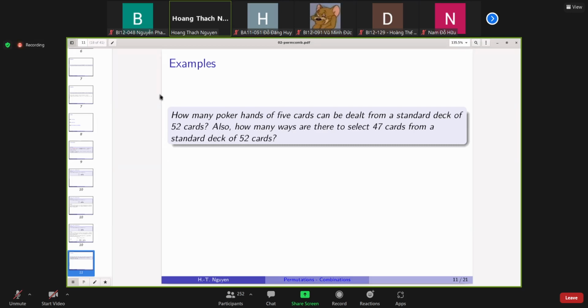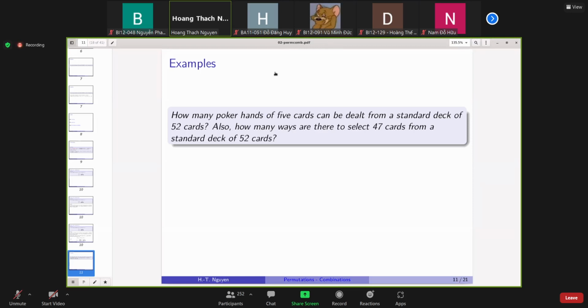In other words, if you take 5 random cards from a deck of 52 cards, how many different hands can you have? Here, obviously, you don't care about the arrangement of the cards in a hand. So we are looking at combinations instead of permutations, because here the order doesn't matter. You can see that this is trivial.